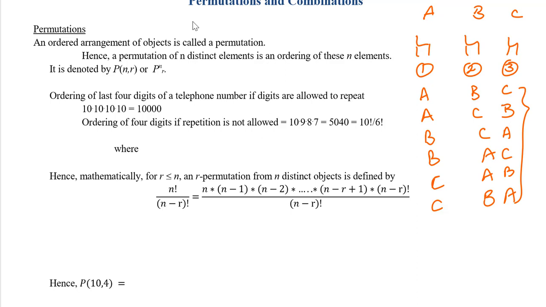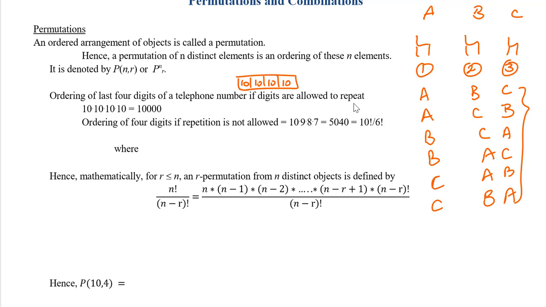For example, ordering the last 4 digits of a telephone number, if digits are allowed to repeat. If you have the last 4 digits of a phone number, how many different ways can you have? Or Social Security, sometimes they ask what are the last 4 digits. How many different possibilities do we have? For the first digit you have 10 choices, and again another 10, and another 10, and another 10. So 10 times 10 times 10 times 10, which is 10,000.